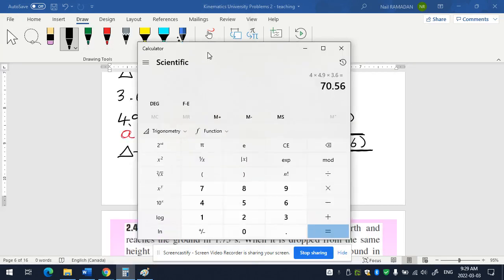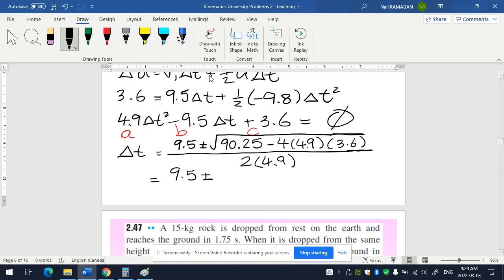This needs to be negative. So negative plus 90.25 square rooted, 4.44, divided by what? 9.8, that's double 4.9. Okay. So we get what?